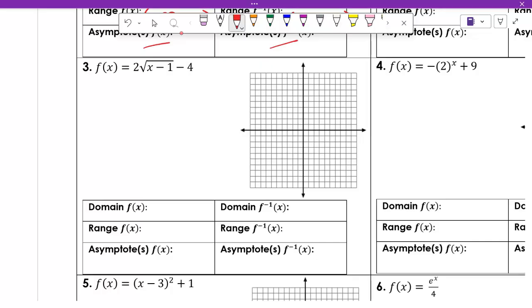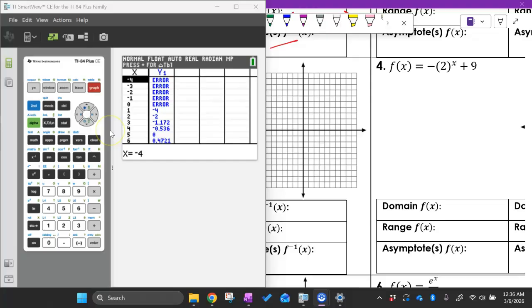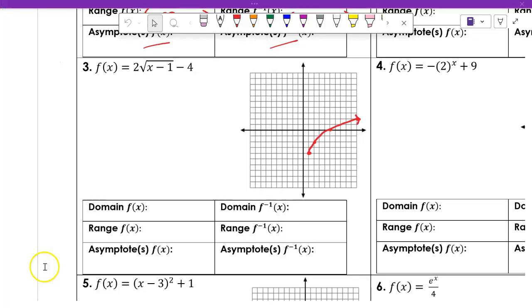So I just have the graph of my function here. And I would just use the table of values to go ahead and graph it if you wanted to. All right, so there's the graph of my inverse function. All right, so let's go ahead and algebraically find the inverse of this one.